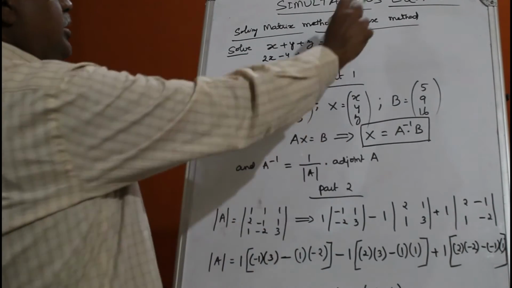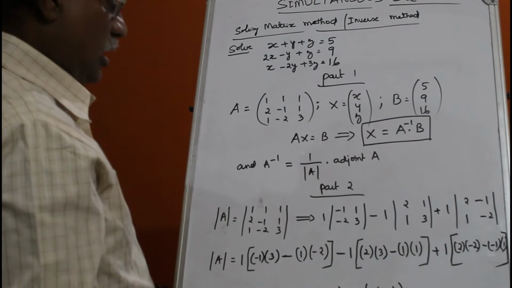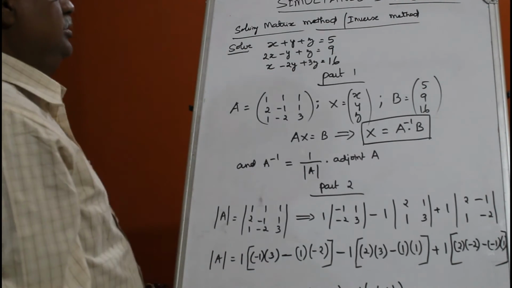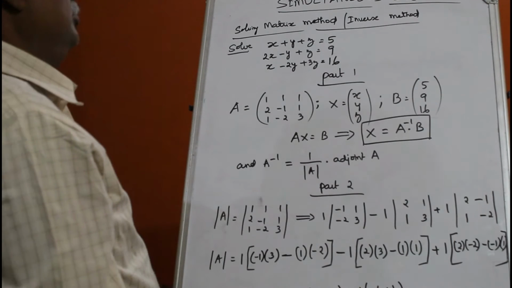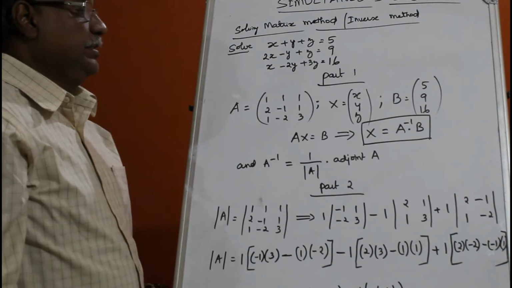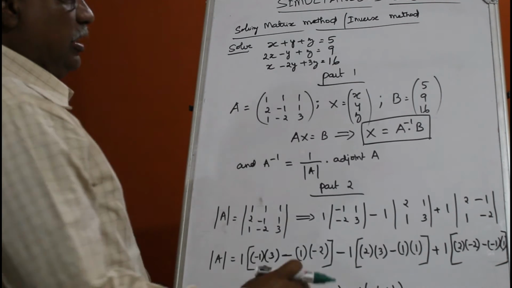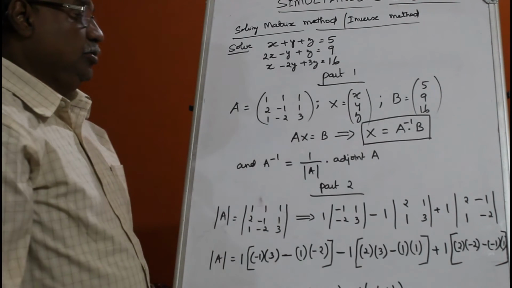Now simultaneous equations, we are doing another method, solving by matrix method or inverse method. It comes for higher classes, PU 2, higher secondary, second year or third standard. This is quite tough. Tough in the sense you must be very careful and it is very lengthy. So you must do that one.